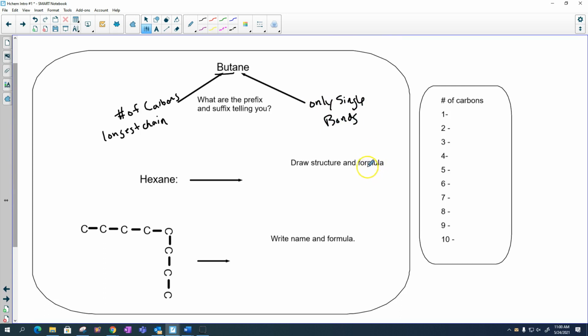Okay, and we'll see that change as we move along here. And when you only have single bonds, that means you have the maximum number of hydrogens, and there's a term we use for that called saturated. And you might hear like saturated fat, and that's really what it is.